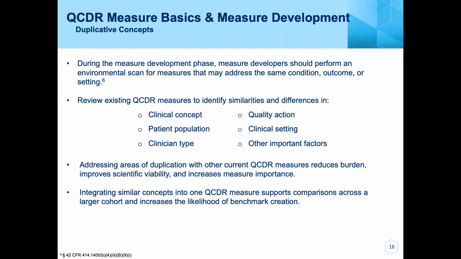These measure inventories can be found on the QPP resource library, and the specific links will be provided in the resources section at the end of this presentation. If there are similar measures that are addressing the same concept, the data cannot be aggregated and compared across a larger cohort, which in turn can decrease the likelihood of establishing a benchmark.